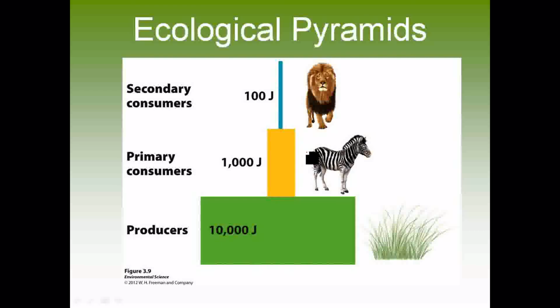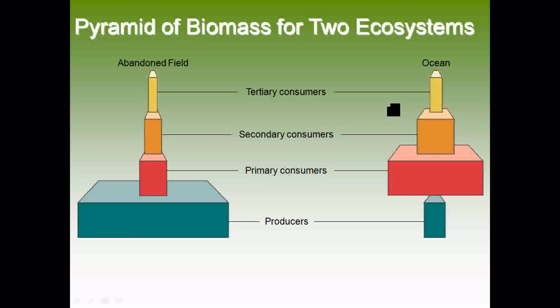And again, here's another pyramid just showing you 10,000 joules of energy in the grass, only 1,000 is available for the zebras, and out of that 1,000 for the zebras, only 100 is available to the lion. Remember which way the arrows would be pointing. They would be pointing upwards.